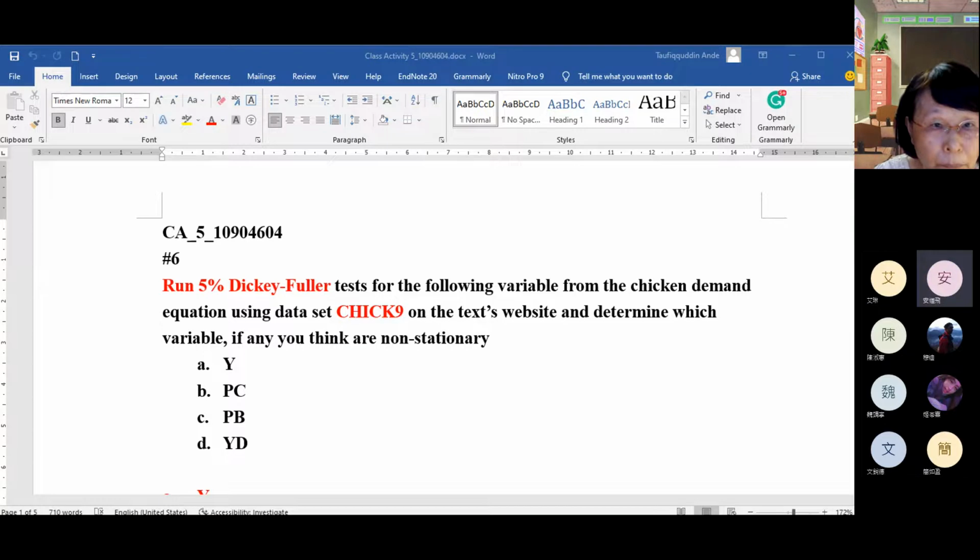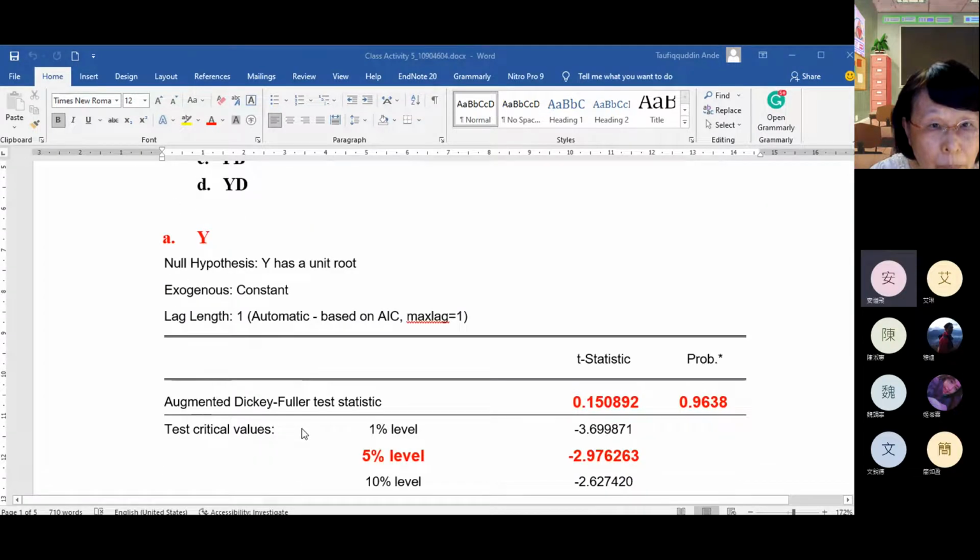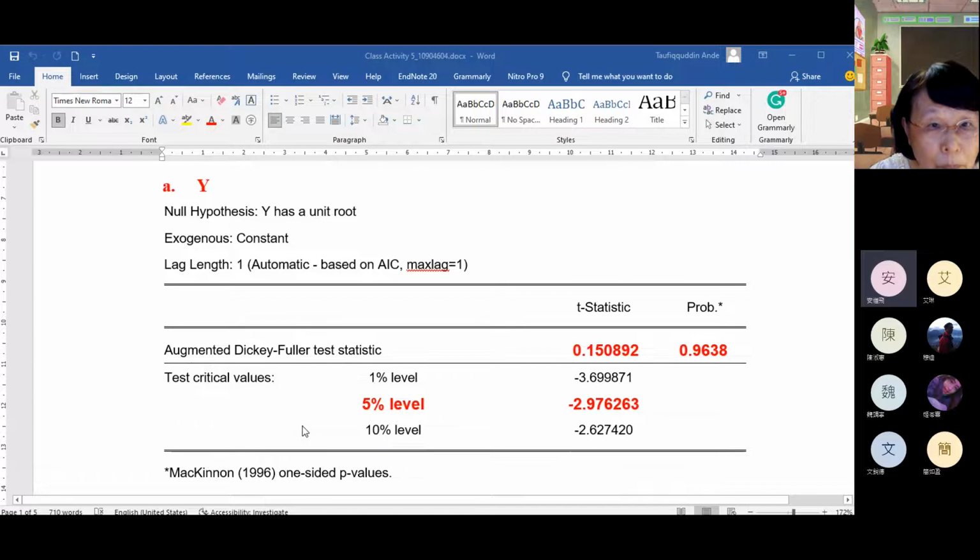Morning, Professor. This is my homework assessment 5. I'm not doing the correlogram and autocorrelation because the theory only said to run the Dickey-Fuller at 5%. This is why I just ran Dickey-Fuller on all of them, the four variables: Y, PC, PB, and YD. All of them are non-stationary because the t-statistic of every variable is lower than the critical value at 5%, and the probability is higher than 0.05.